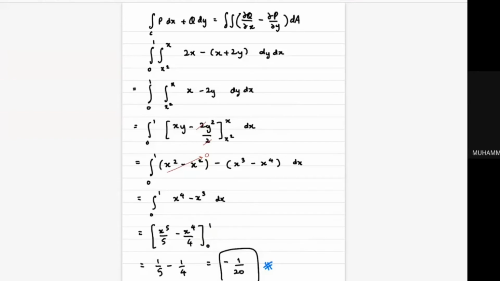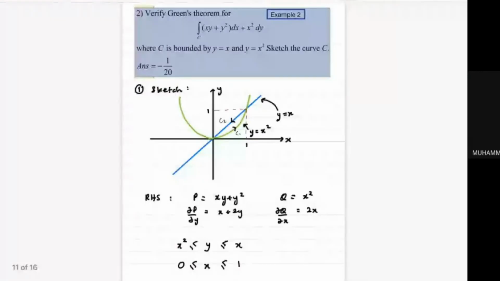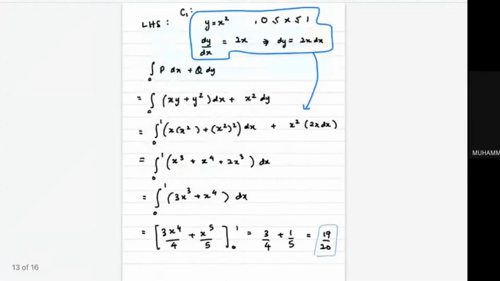Now let's move to your left hand side. For the left hand side, you have this line integral over C1 and C2. You want to solve for each line, C1 and C2. For C1, y is equal to x squared, this curve. So your x is from 0 to 1. From this, you get dy dx is equal to 2x, so dy is equal to 2x dx. To solve using this formula, P dx plus Q dy.